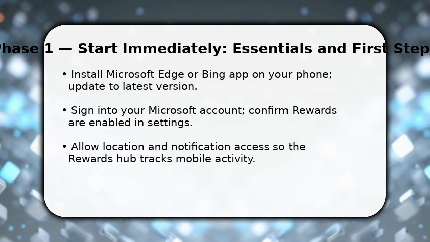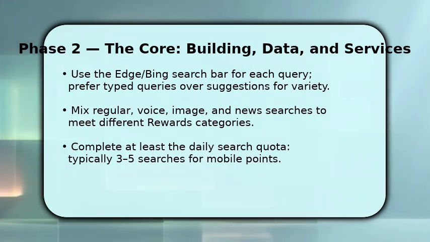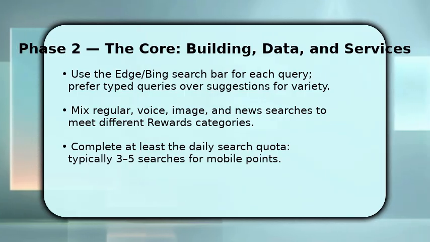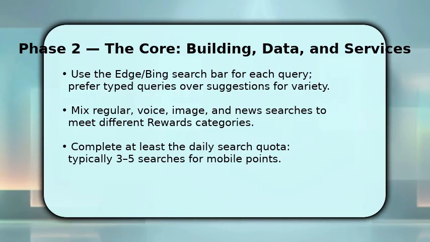Now you do the searches that earn points. Use the app search bar for distinct queries. Vary your phrasing and topic so Bing counts them as separate searches. Once done, try voice and image searches and open a few news results to hit different categories. Make sure you complete the mobile daily quota, usually 3 to 5 searches, and wait a few seconds on results pages so activity registers. Also check the Rewards Hub periodically to watch points update.